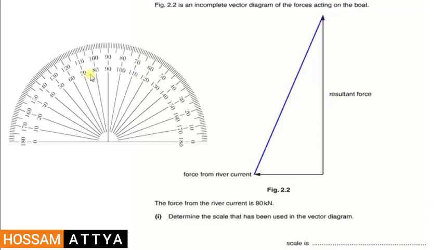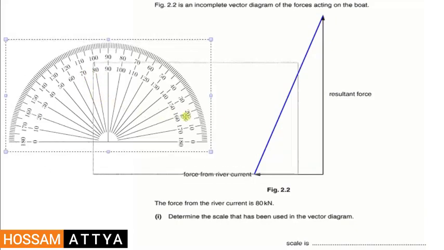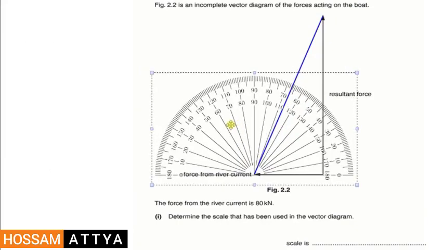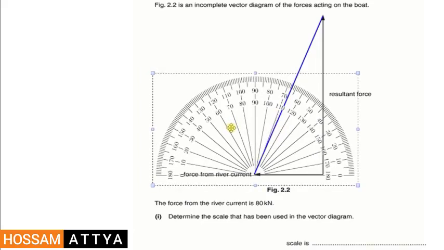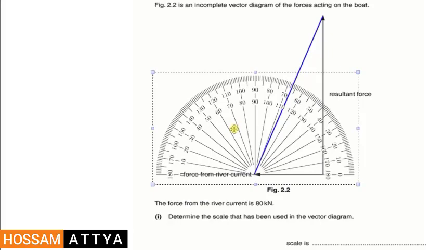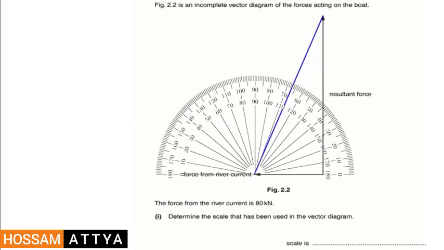To measure the angle between the force from the engine and the force from the river current, we use the protractor. Now, which angle should we read, the interior angle or the exterior angle? According to what we agreed before, when we draw the head to tail method, the angle between the two forces is the exterior angle, which means that the angle here is about 113 degrees.